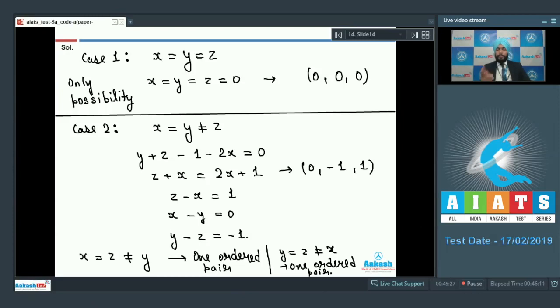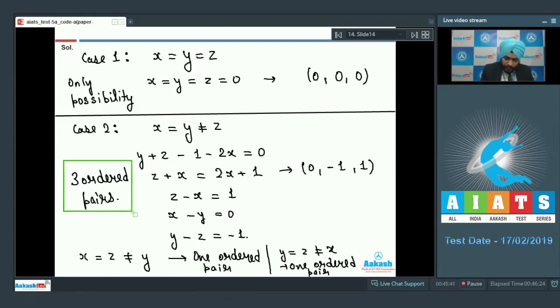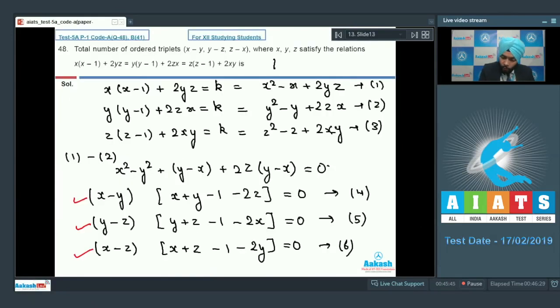Just because they are talking about ordered pairs, you cannot shuffle these numbers at any cost. So 3 ordered pairs from case 2, and 1 ordered pair from case 1. So we have in total 4 ordered pairs satisfying this particular equation. We have one more possibility, that is x not equal to y not equal to z. When you solve the given equations under this condition, you will get no solution. So total number of solutions is 4.